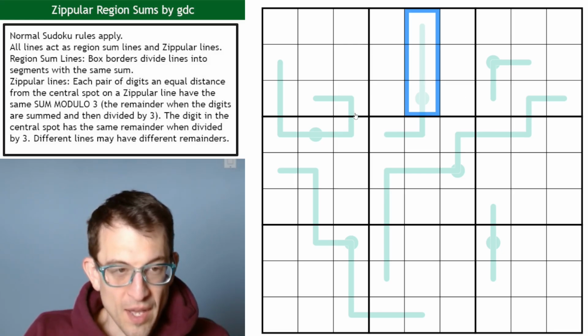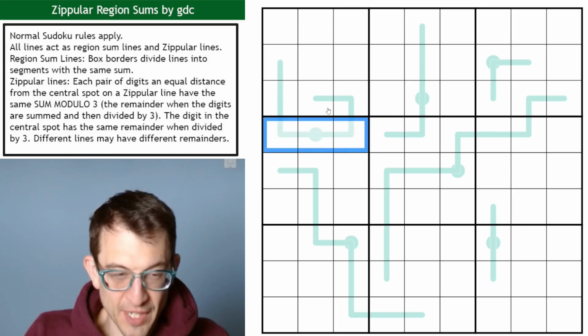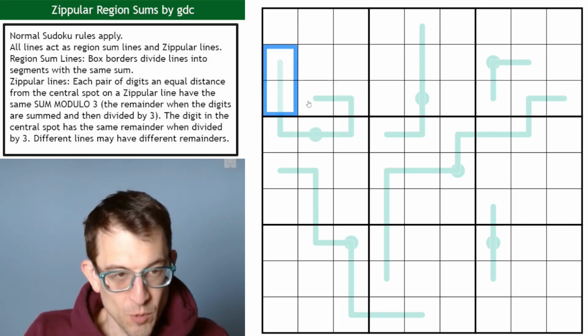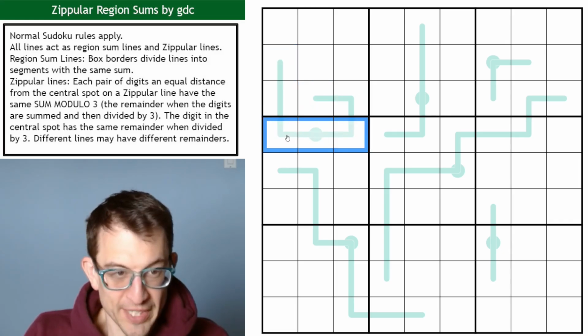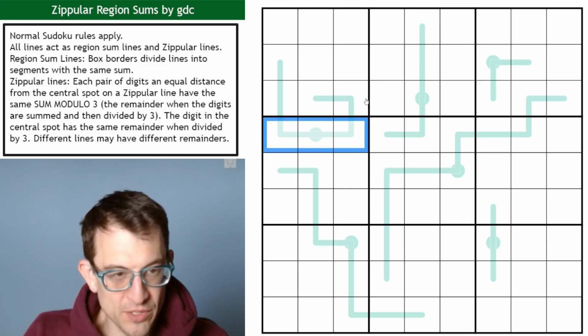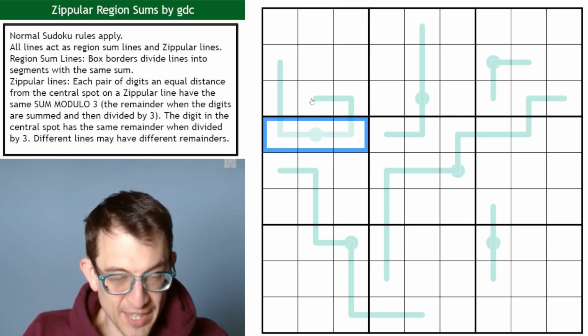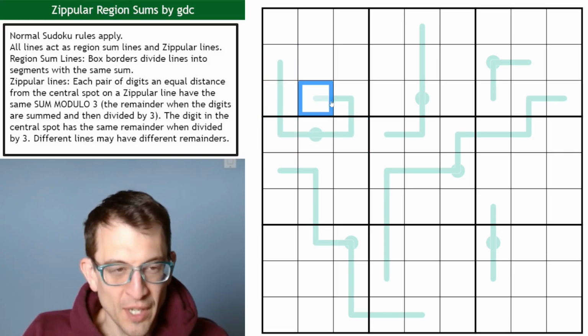So in this one, for example, this is going to have three distinct sections that all have the same sum. So these two digits will sum to the same value as those two digits, will sum to the same value as those three digits. So that's the region sum part. And then there are zippular lines, which is kind of a combination of a couple rules that I think Heliopolis was the first to do.